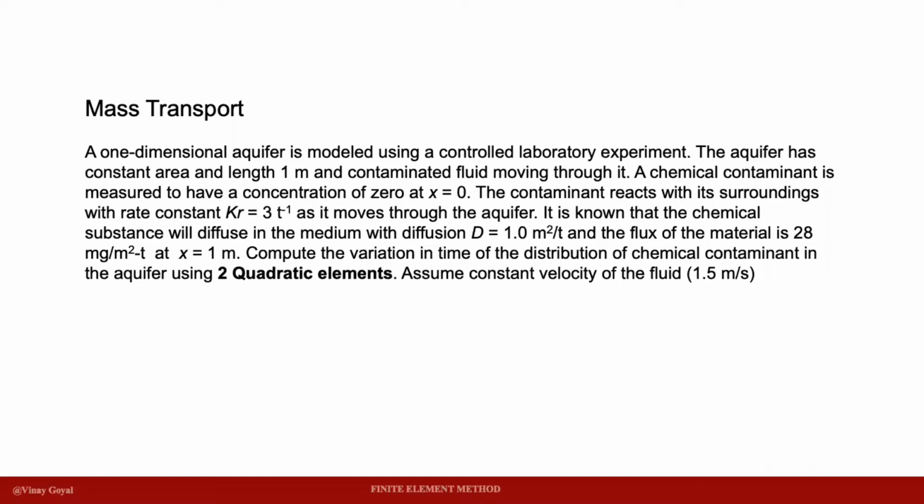It is known that a chemical substance will diffuse in the medium with diffusion D, and the flux of the material is also known at 1 meter. We want to compute the variation in time of the distribution of the chemical contaminant in the aquifer using two quadratic elements. We're assuming that the velocity is constant and the value is given.